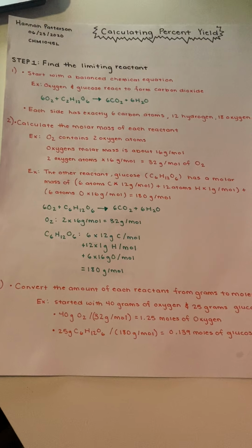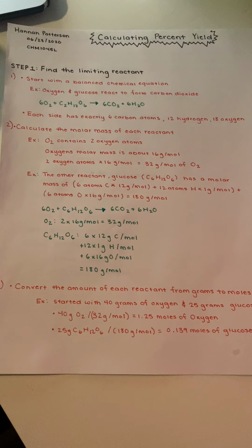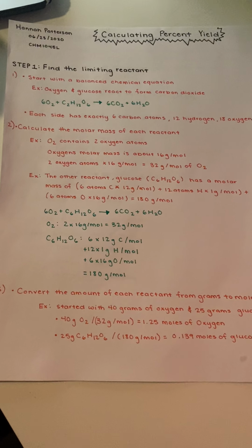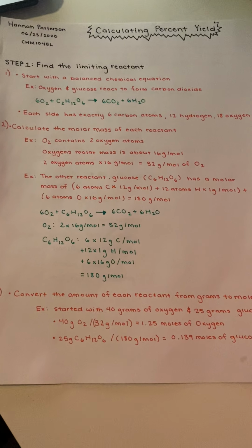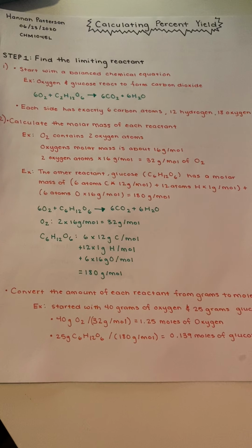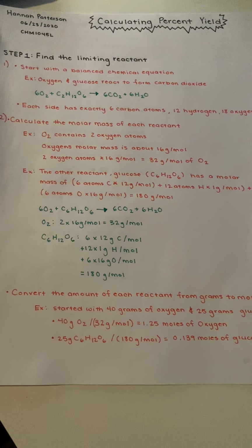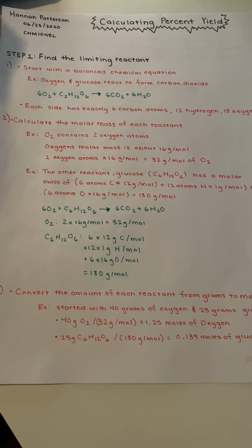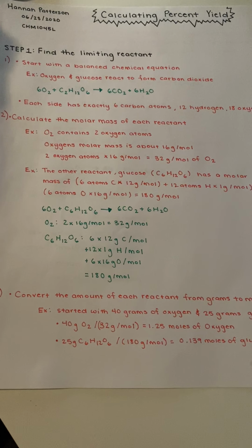Our next step is to calculate the molar mass of each reactant. So, for example, one molecule of oxygen contains two oxygen atoms. It's O2. So oxygen's molar mass is about 16 grams. And in order to find the whole molecule's molar mass, we need to multiply our two oxygen atoms times our 16 grams molar mass, and we are left with 32 grams of O2.